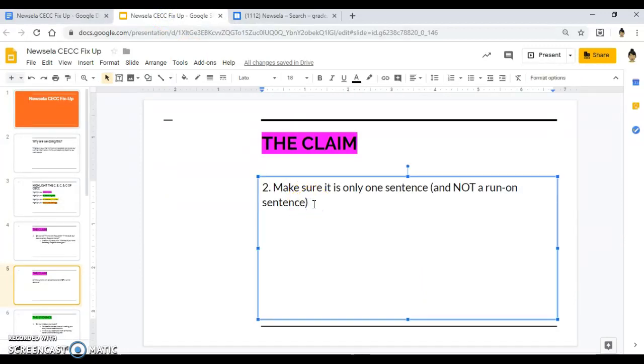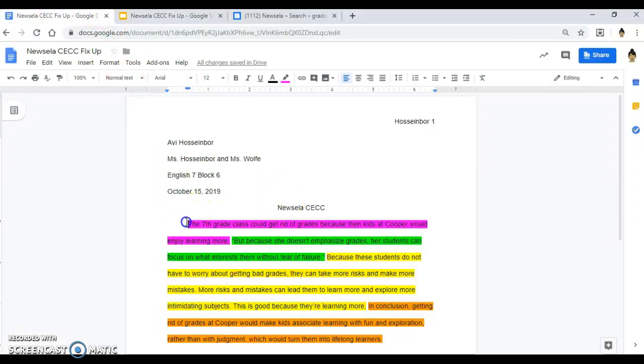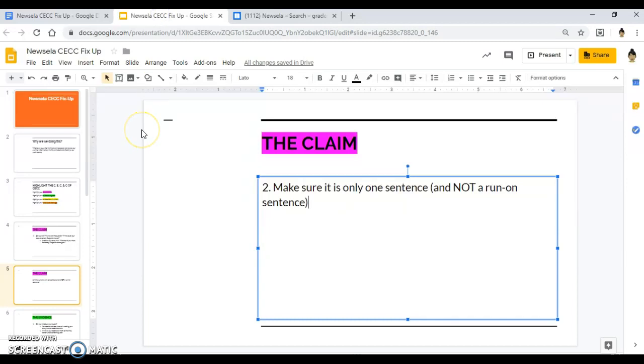We want to make sure it is only one sentence and not a run-on sentence, okay? The claim that I have here is just one sentence and it's not a run-on. It's not going on and on, okay? We're not giving away all the details of our essay in our claim. We're just giving a general summary of what the whole essay will be about, okay? So go ahead and pause here, look at your own claim, and see if it's just one sentence and not a run-on.